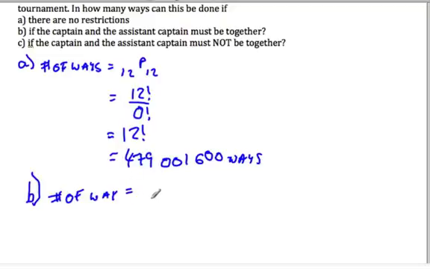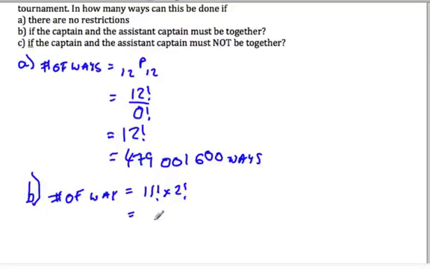Now that we're going to consider them blocked, there are 11 factorial ways that we can line up the team. Now, there's one other little catch here. The captain could be first, or the assistant captain could be first. So for every one of these 11 factorial ways, there are 2 ways that this can occur, 2 factorial, which is where the assistant captain goes first or the captain goes first.